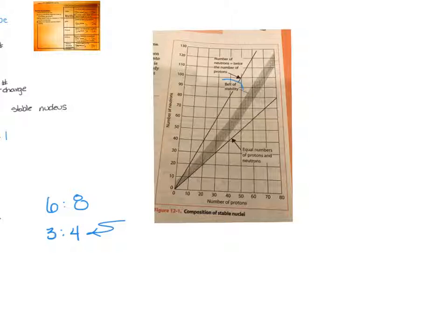So let's take a look right here, belt of stability, and that's this area that I'm highlighting in blue. If the proton to neutron ratio falls within that band, we say that it is a stable isotope. If it falls above this line right here, or below this line right here, and you're not in this band that's here, then we are considered a radioactive isotope. We are not stable.